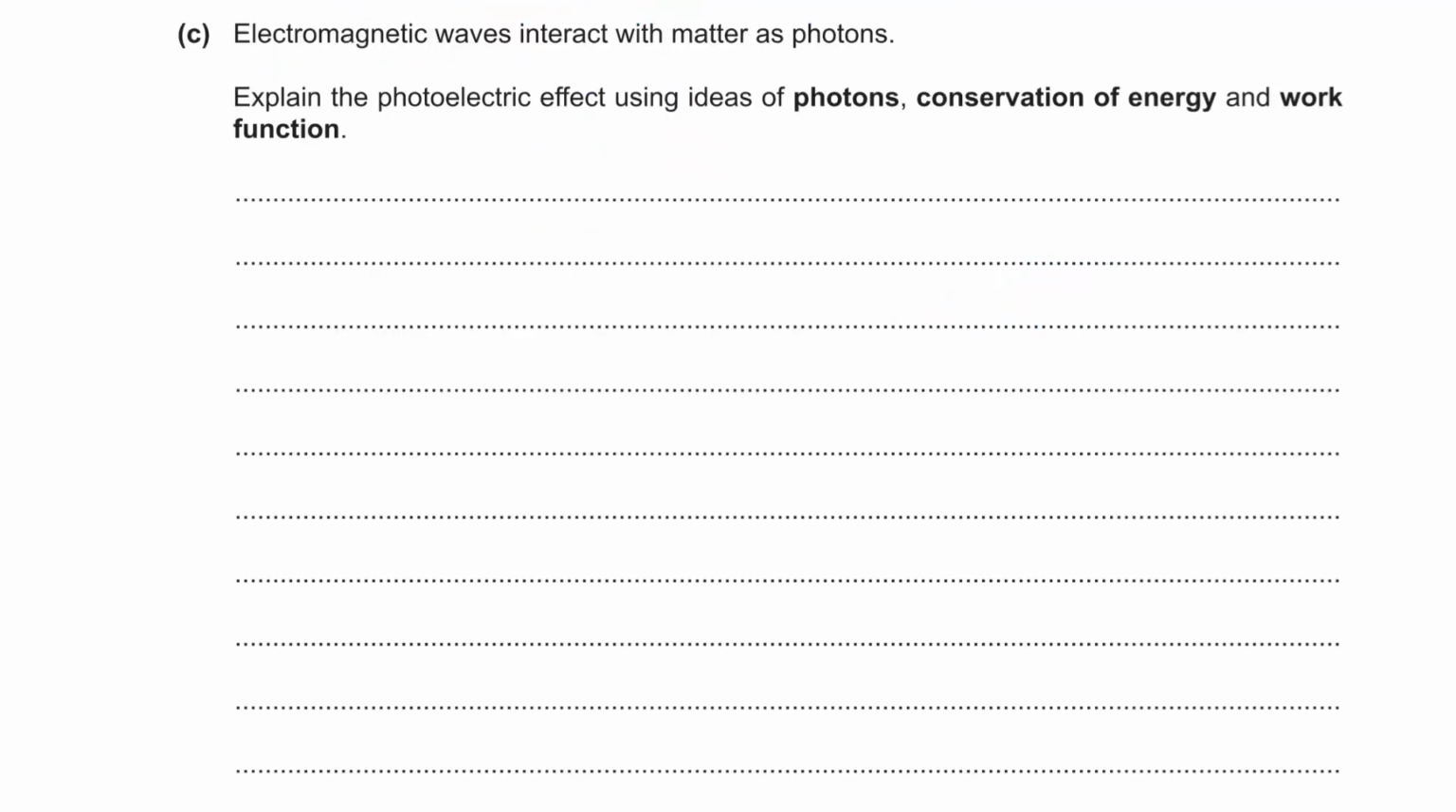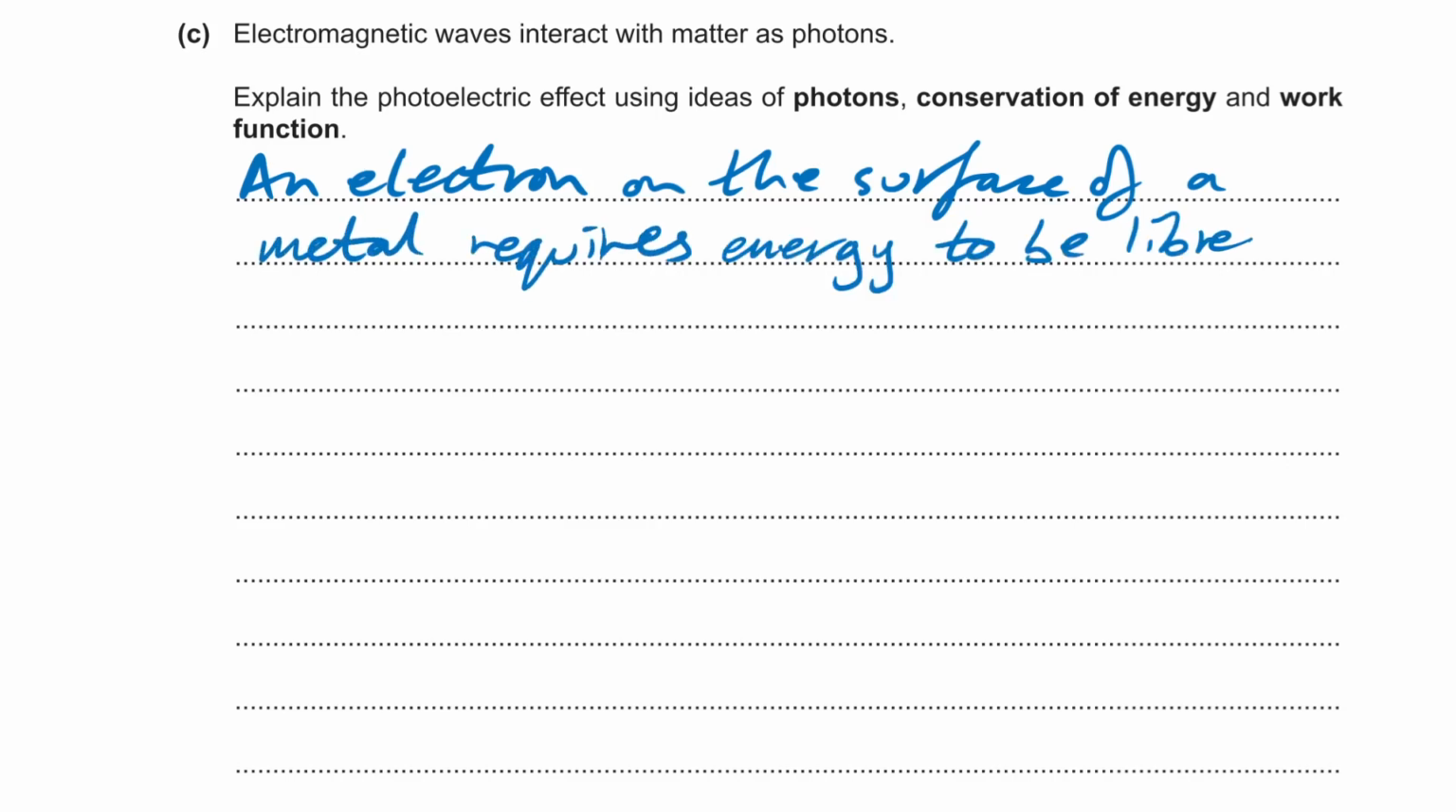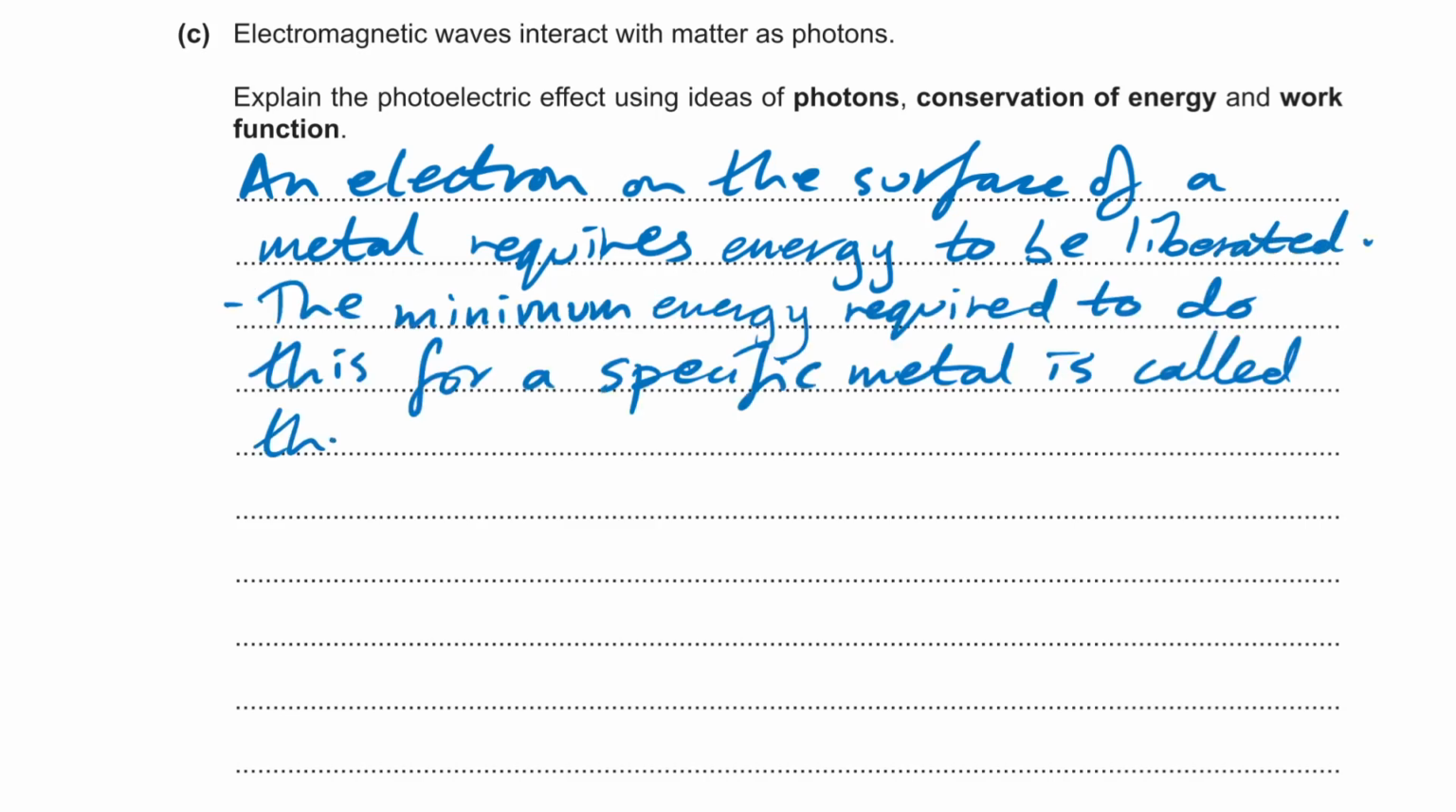C. EM waves interact with matter as photons. Explain the photoelectric effect using ideas of photons, conservation of energy, and work function. Nice easy question really to finish off. As far as write-up questions go, an electron on the surface of a metal requires energy to be liberated. The minimum energy required to do this for a specific metal is called the work function.